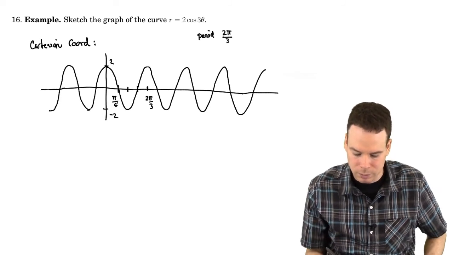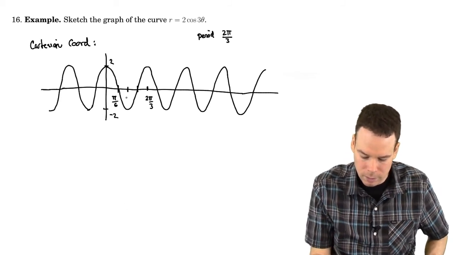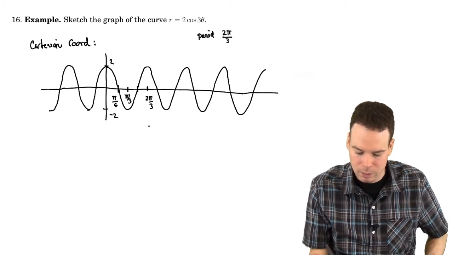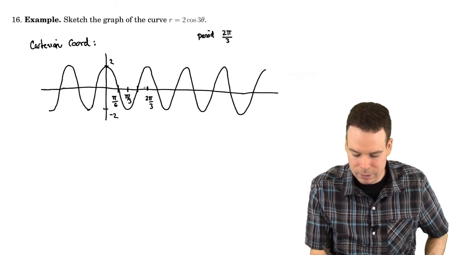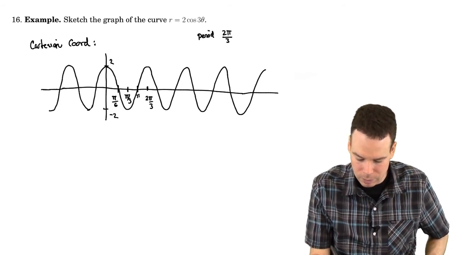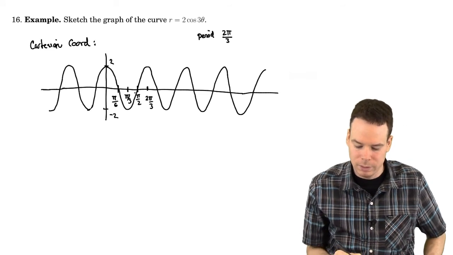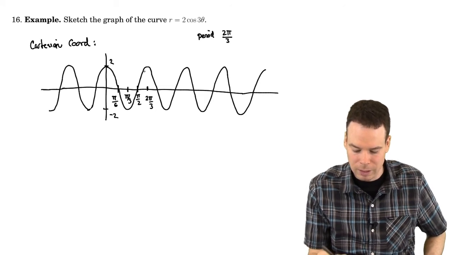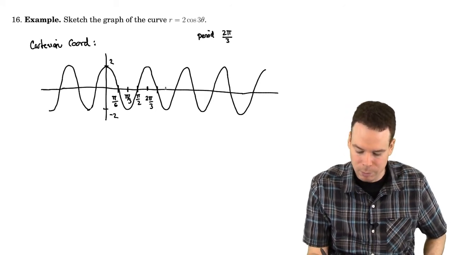Pi by 6 is where it crosses. Then another pi by 6 later, which is now pi by 3, is where it bottoms out. Another pi by 6 later, which is 3 pi by 6, or pi by 2, is where it crosses again. And then another pi by 6 later, which is 4 pi by 6, or in other words 2 pi by 3, is where it caps out. And then we keep going, adding pi by 6 each time.